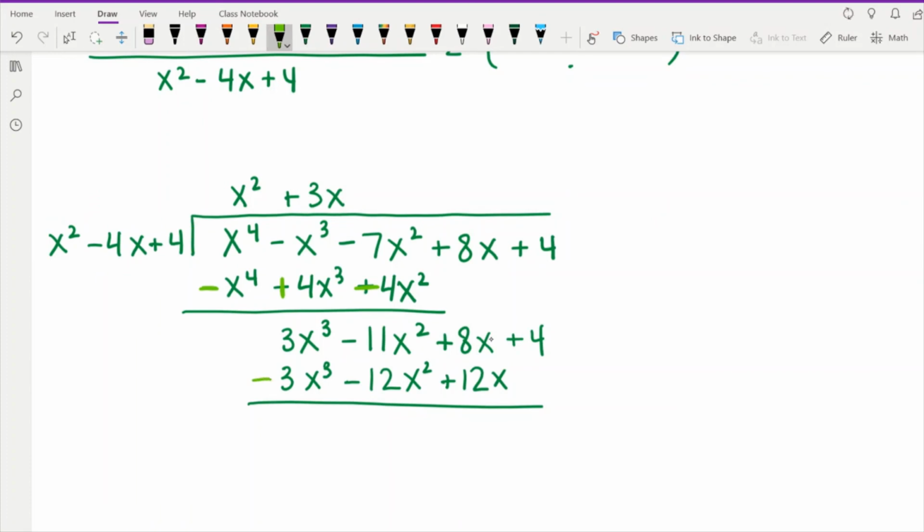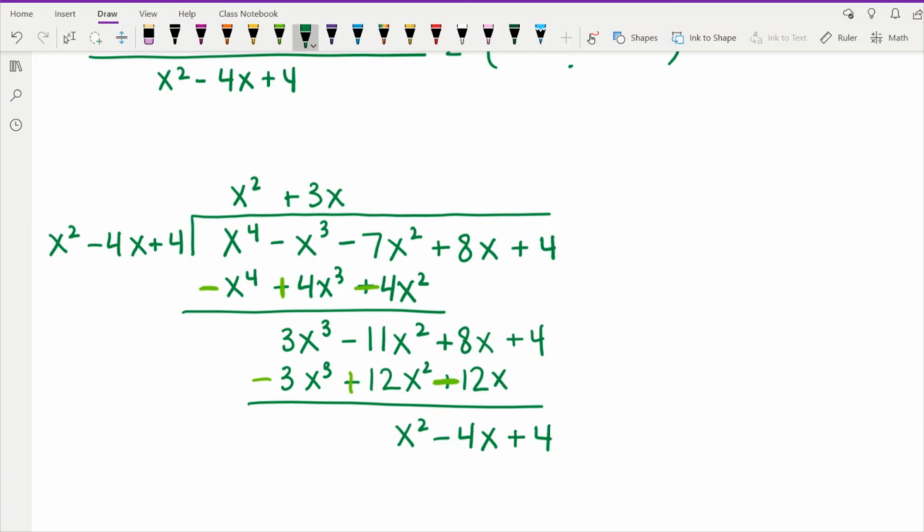So this is going to become minus, this will become plus, this will become minus. And so the 3x cubes will cancel out. And so here we'll have an x squared. Then we have 8x minus 12x, so that's minus 4x. And then we have plus 4.